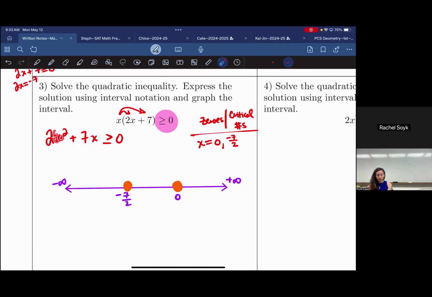-10 squared gives you +100, times 2 gives you +200. And then -10 times 7 is -70. So this ends up being positive. Now, a number between -3.5 and 0, just choose -1. -1 squared is +1, times 2 is +2. 7 times -1 is -7. 2 minus 7 is negative.